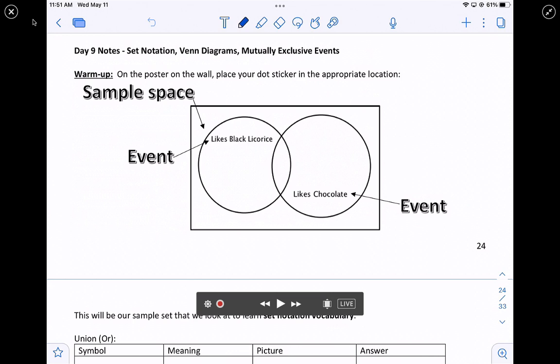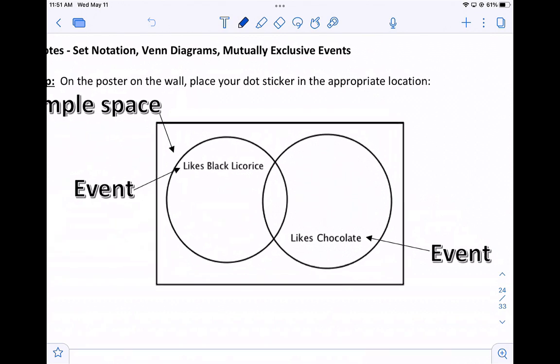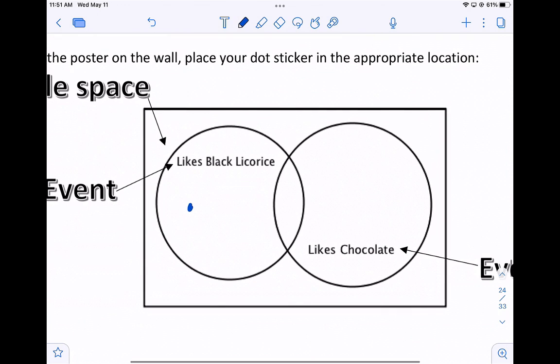Day 9 is about Venn diagrams. We're also going to take a look at set notation and something called mutually exclusive events. For the warm-up, on the poster on the wall, which I'll have up in class, I'm going to give you a sticky dot and I'm going to ask you to place it in the appropriate location. Do you like black licorice, chocolate, both, or neither? So I'll just put some dots in here to represent.